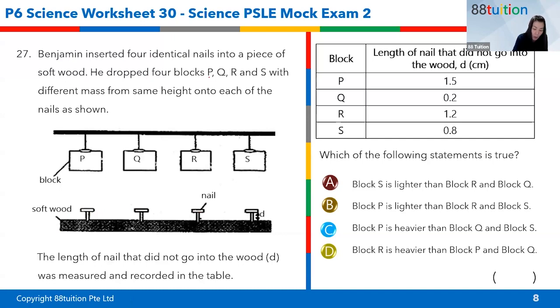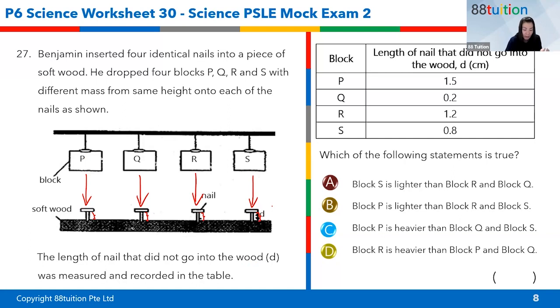He dropped 4 blocks, P, Q, R, and S. So all these blocks will drop onto the nail from the same height. The moment this thing drops, it's going to hit the nail into the board. Yes or no? It's going to hit the nail into the soft wood. So the length of the nail that did not go into the wood was measured. After the block has dropped, they start measuring this distance. They call it D.